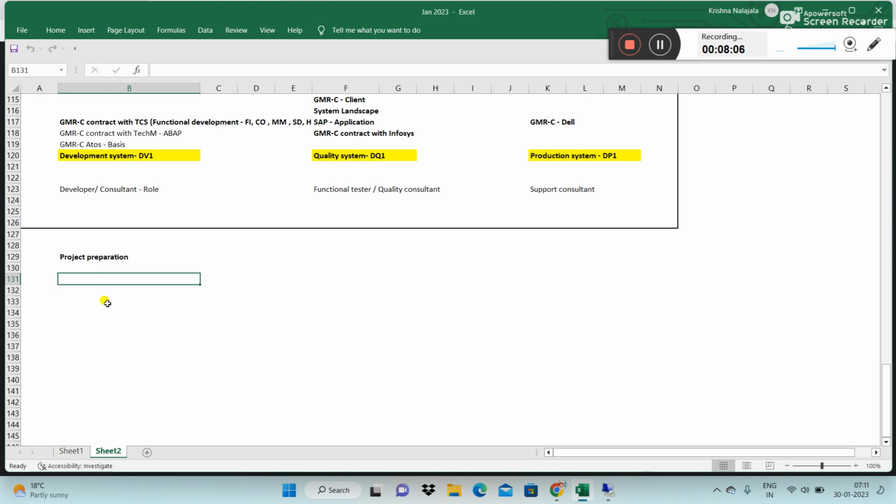Now, first thing is, let's say we are working for GMR Construction. How many countries is he operating his business in? Let's take an example. Two countries. Let's say India and the US. He's doing business in India and he's doing business in the US. Next, what kind of products, what kind of business is he in? He is in construction.